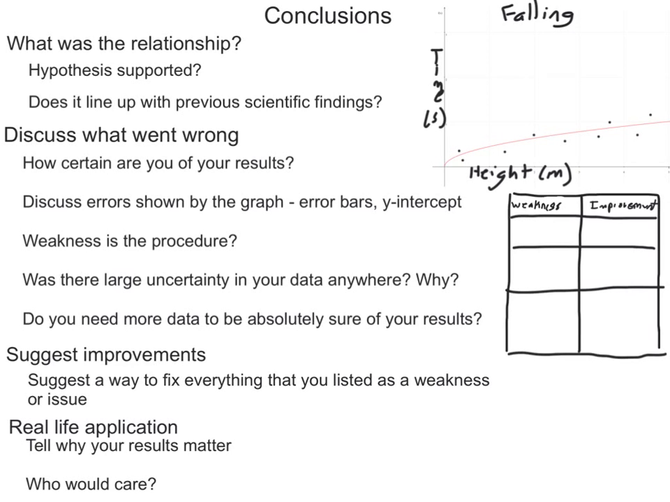In a conclusion, you start out by simply stating what you actually found, but more detailed than that, you want to state what was the relationship that you found, because that was the goal. So if I had a scientific question, for example, as shown in this graph over here, how does the height that you drop an object from affect the time it takes to fall? So I graph that out.